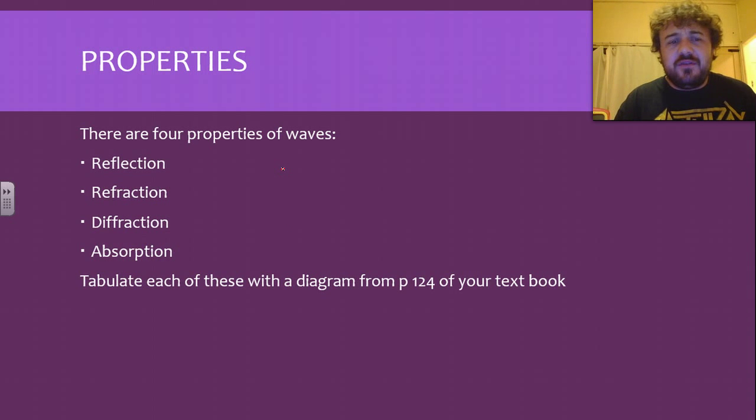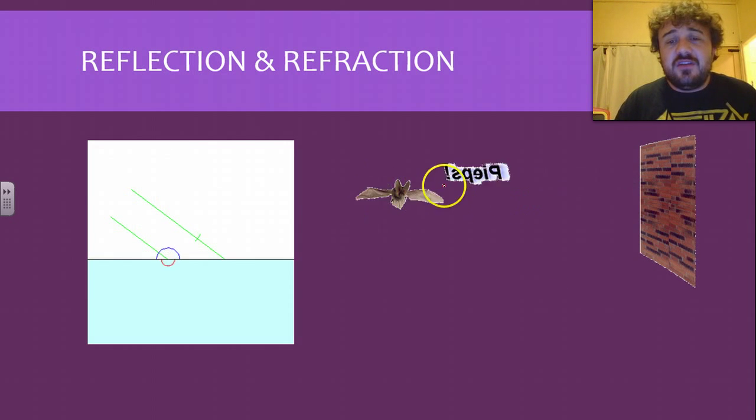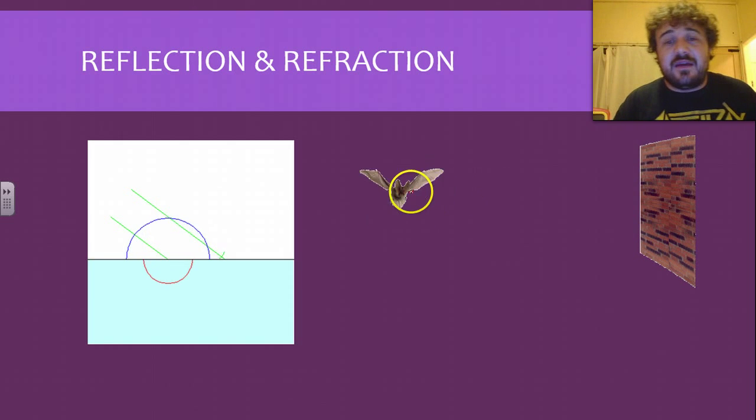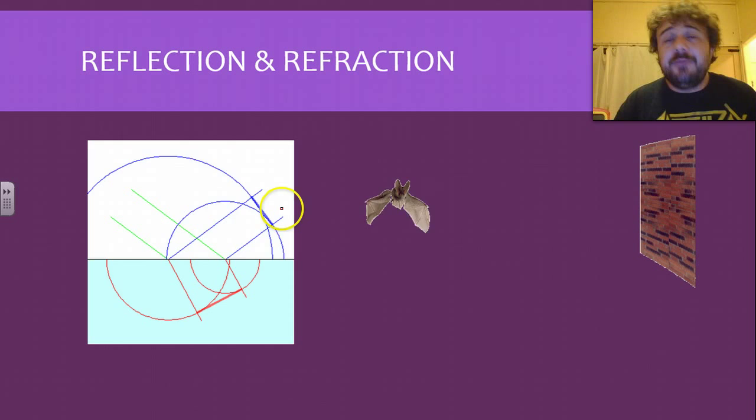The four properties of waves that we look at as well are reflection, refraction, diffraction, and absorption. I want you to tabulate these from your textbook, page 124, but we'll just have a quick look at these now and what they do. Reflection is when a wave, in this case a sound wave, bounces off, or in this case it bounces up and this way.